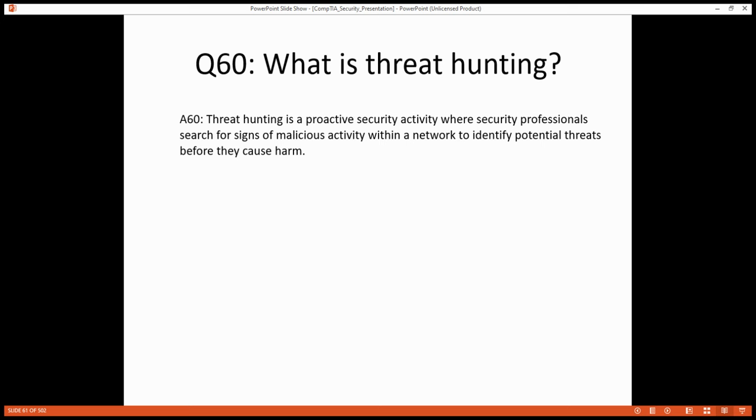Q60. What is threat hunting? A60. Threat hunting is a proactive security activity where security professionals search for signs of malicious activity within a network to identify potential threats before they cause harm.